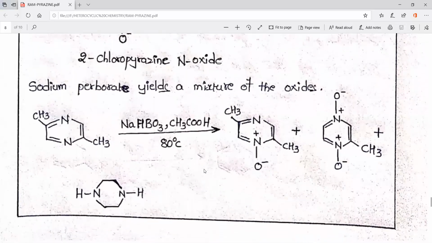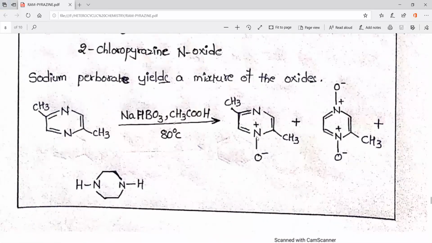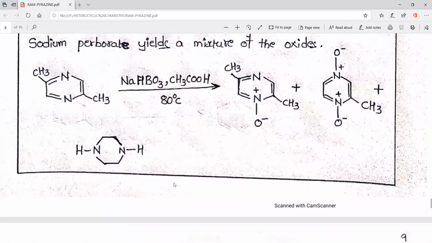So here it is a mono N-oxide and it is a di-N-oxide. There must be a methyl group present in this position, which is not written here. And along with this, we are also getting another product.